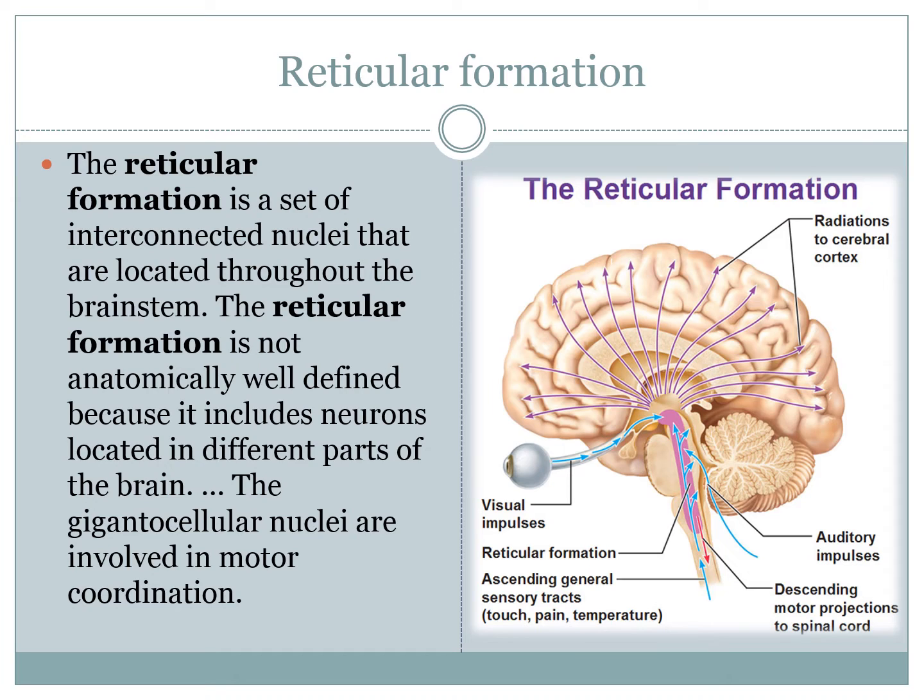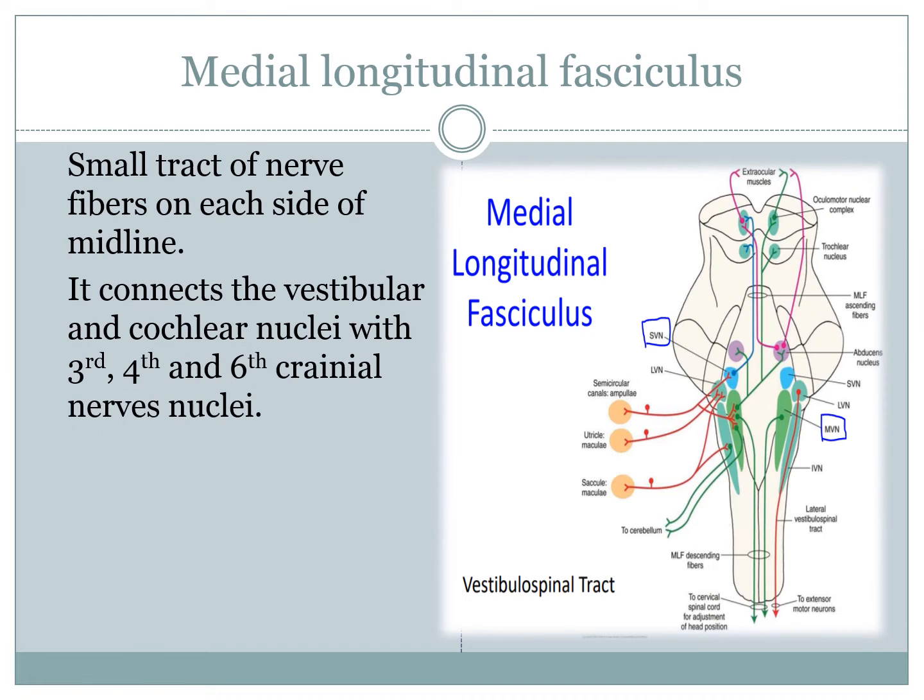Then what is the reticular formation? The reticular formation is a set of interconnected nuclei. They are located throughout the brainstem, present in different parts of the brain. They are involved in motor coordination. So these are a lot of nuclei which are interconnected throughout the brain and brainstem, and they are concerned with motor coordination.